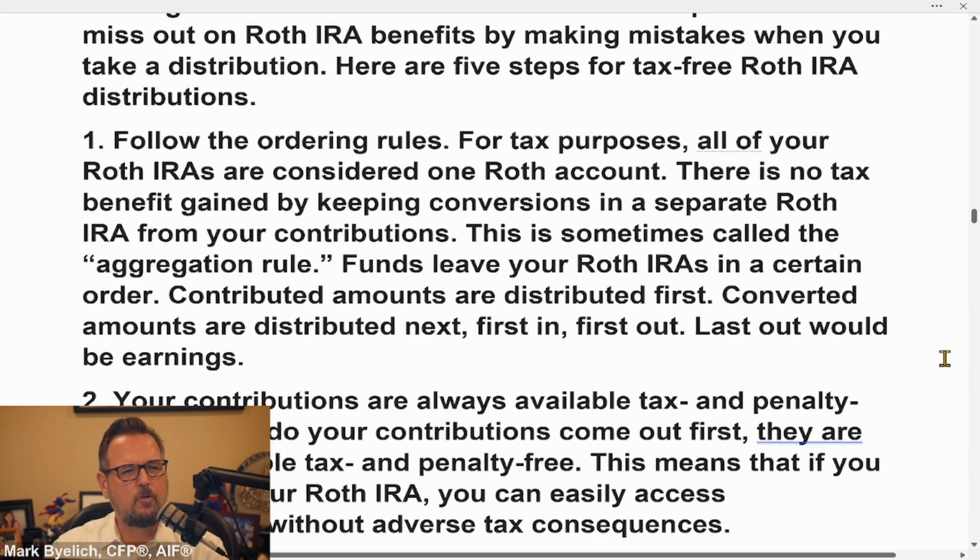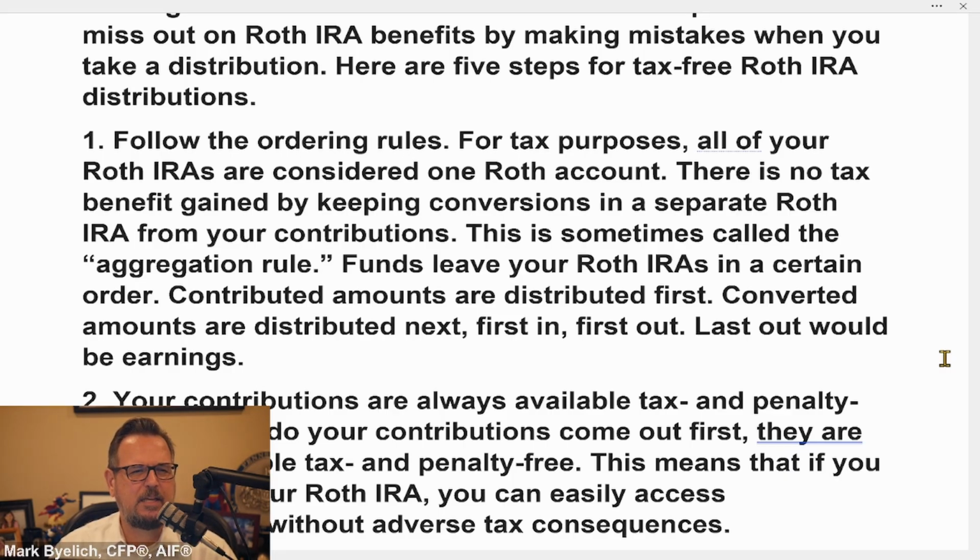First, follow the ordering rules. For tax purposes, all your Roth IRAs are considered one Roth account. There is no tax benefit gained by keeping Roth conversions in a separate Roth IRA from your contributions. This is sometimes called the aggregation rule. Funds leave your Roth IRAs in a certain order. Contributed amounts are distributed first. Converted amounts are distributed next. First in, first out. Last would be earnings.